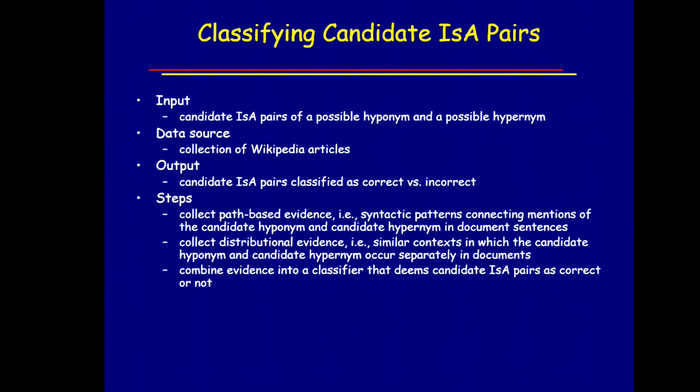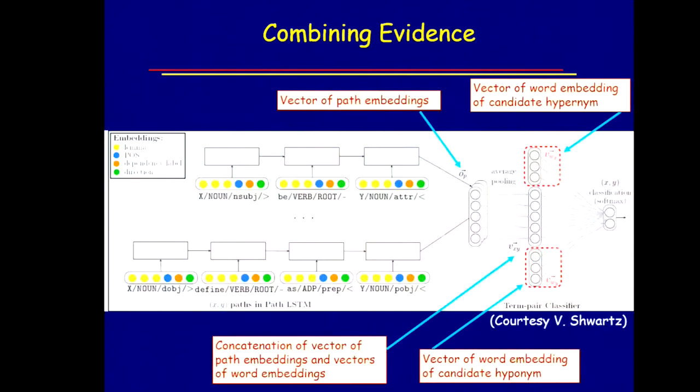The intuition being that maybe if the two phrases in a pair are a hyponym and a hypernym, maybe they appear in similar contexts or something. And what they do is that they combine these two types of evidence into a single classifier so that you can tell whether a candidate pair is ISA or not. This is what the architecture or the model looks like. This looks worse than it really is. We can actually explain this.